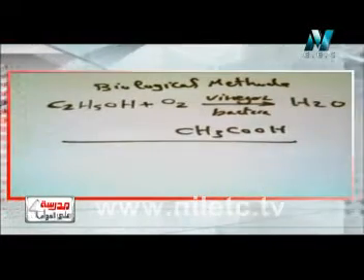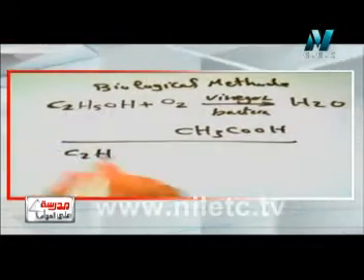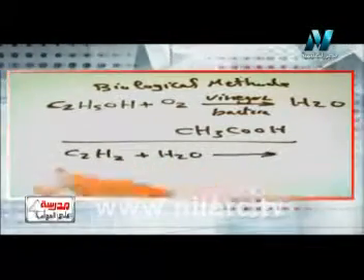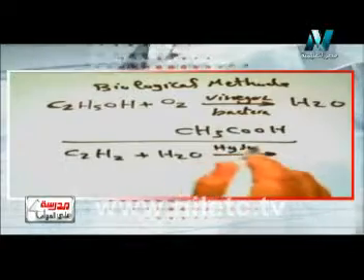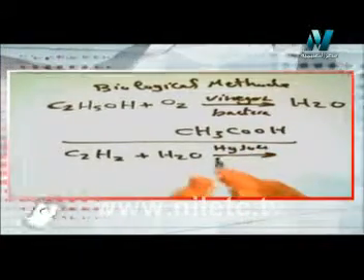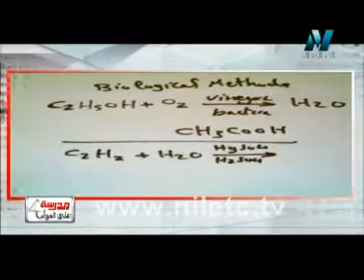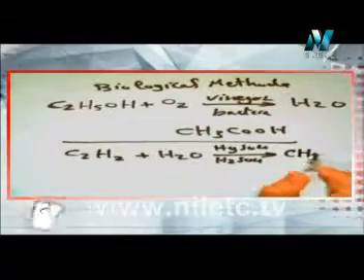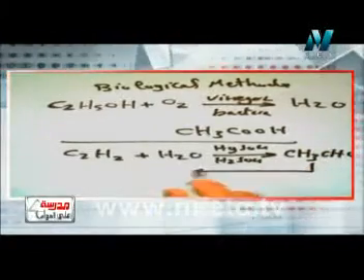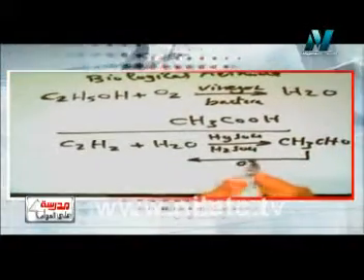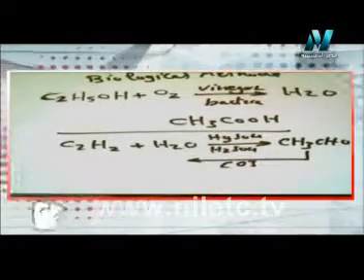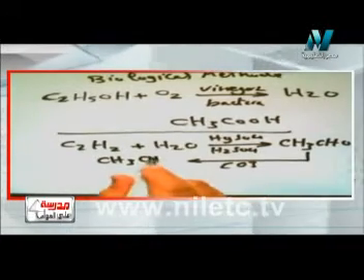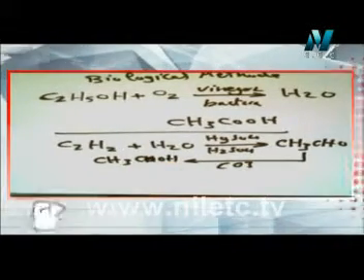The second one: C2H2, by adding water, catalytic hydration, we take this equation in the presence of HgSO4, H2SO4 at 40% concentration, and the temperature 60. It gives the aldehyde, acetaldehyde, CH3CHO. By oxidation of acetaldehyde in the presence of acidified KMnO4, it gives acetic acid, CH3COOH. This is the method of preparing the acid.